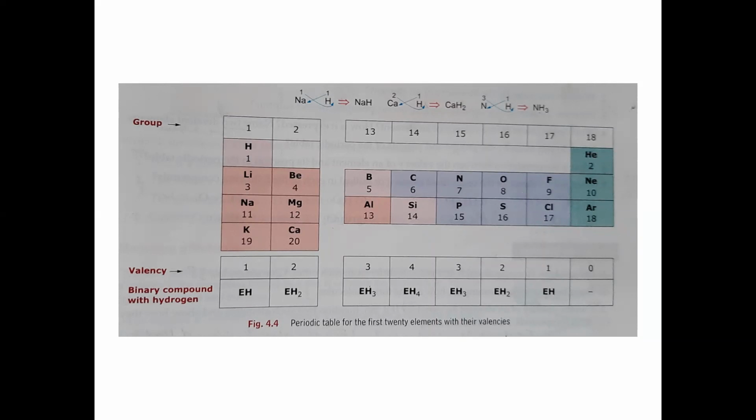On this basis of valency, you can find the formulae of binary compounds of the elements with hydrogen. You can see the examples there. Like Na, on top of that is written 1, and H is 1. So you can see the arrow; crossing over, the formula will be NaH. Same with Ca, on top is 2 and H is 1, so crossing over gives CaH2. Same with N 3 and H 1, so NH3.